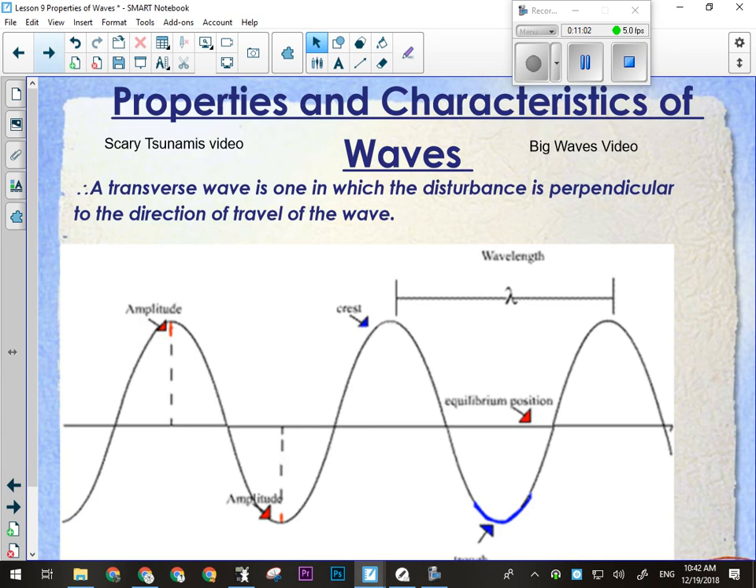All right, so what we start out with here, guys, is just properties of waves, and then I'm going to show you these other videos here. Okay, so a wave follows this pattern, which looks very much like the pattern that we got for a simple harmonic oscillator. Okay, so we use the same terminology.